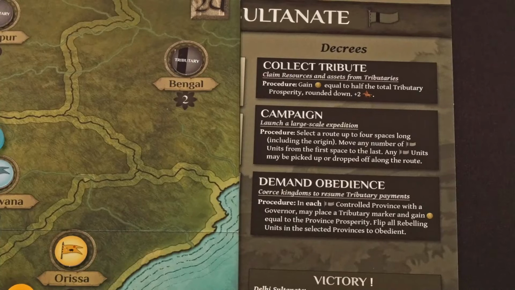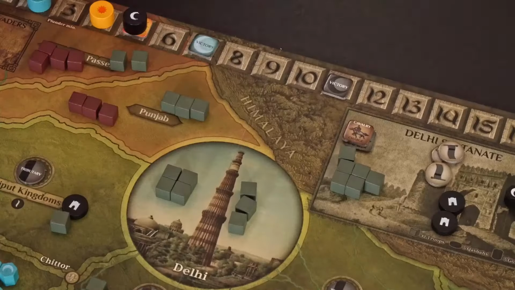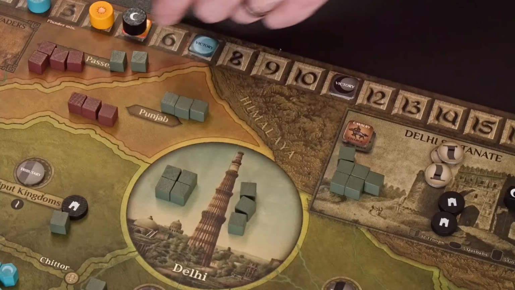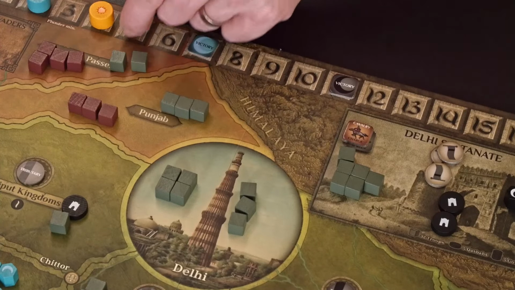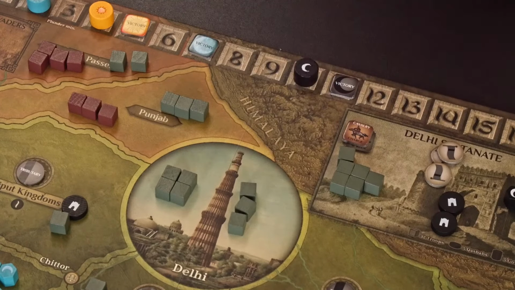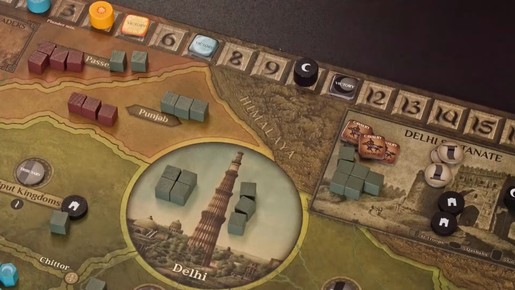So those are all the commands for every faction, but sometimes the players will get to pair those with decrees. The Delhi Sultanate has the following. Collect tribute is a way to gather more resources for future turns. Take the value of the Sultanate's overall prosperity from tributaries, that is, their victory point level, divide in half and round down to add that many resources, and also take 2 cavalry tokens into the Sultanate's possession.